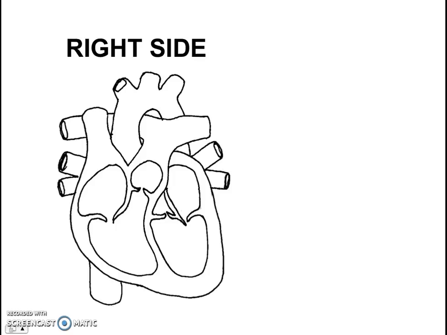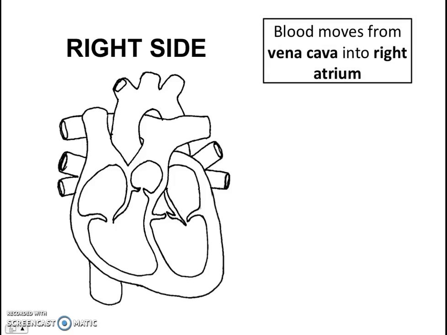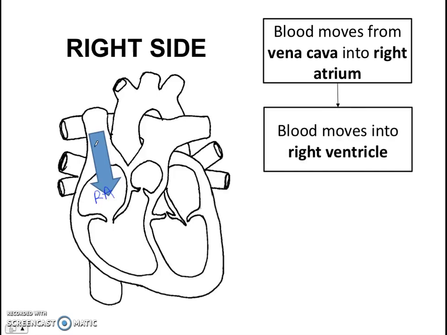Okay, so on the right side of the heart, first, the right atrium, over here, the right atrium will relax. So this is the right atrium. It will relax and then blood will move from the vena cava into the right atrium. Then after that, the right atrium will contract. So right atrium contracts. And when the right atrium contracts, blood will move into the right ventricle.